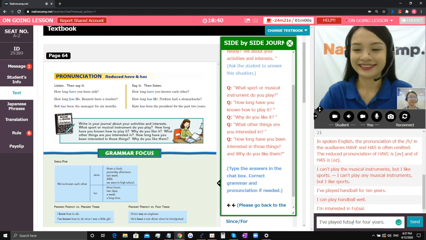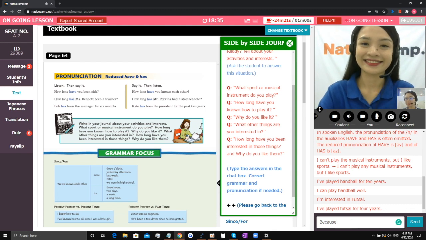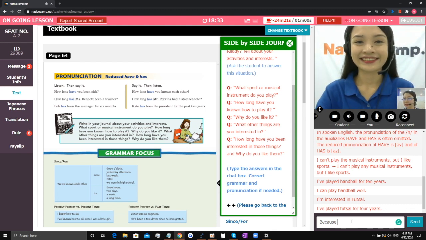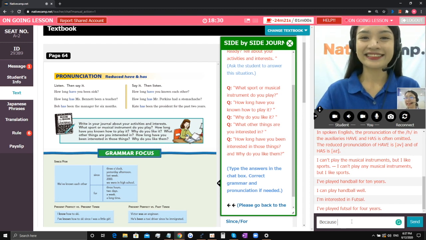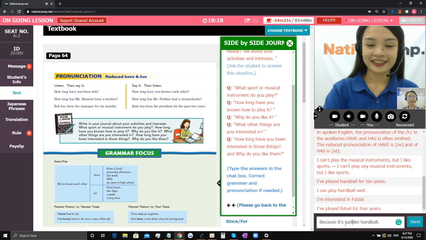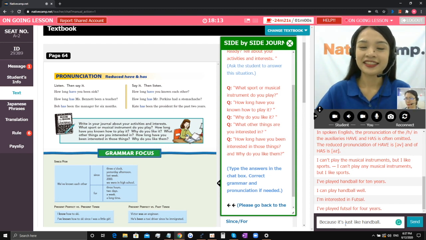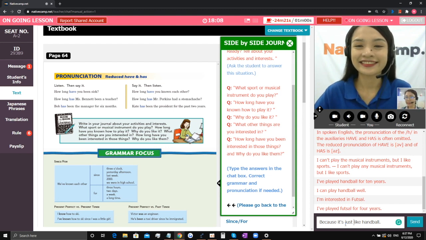Because they look like handball. It's like handball. Moving, same court size.